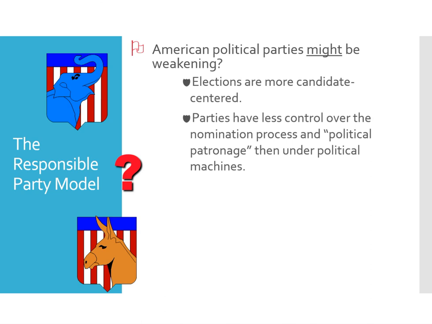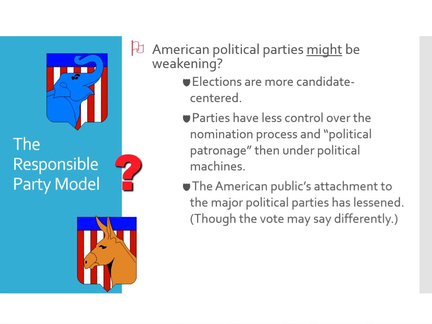But there are much fewer of those political offices now. And so political machines, top-down control of parties, even though we talk about party establishment, there's less of that now than was true certainly 100 years ago, and certainly less of it even than 60 years ago. Then the American public's attachment to the major political parties has lessened, though the vote may say differently.